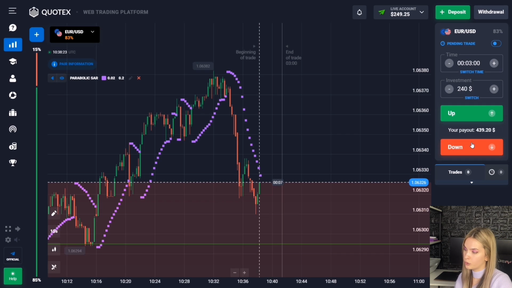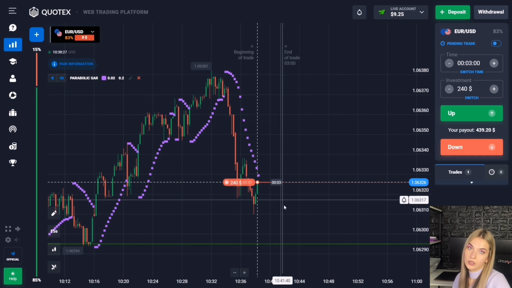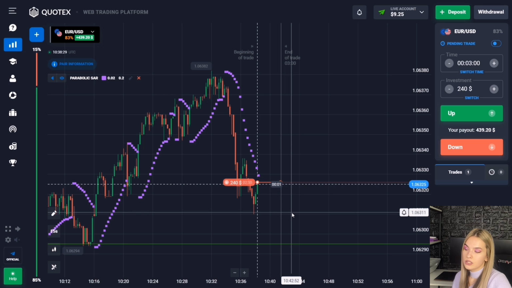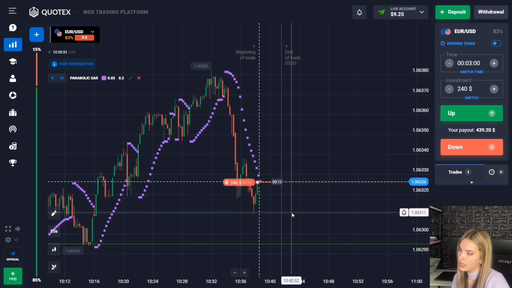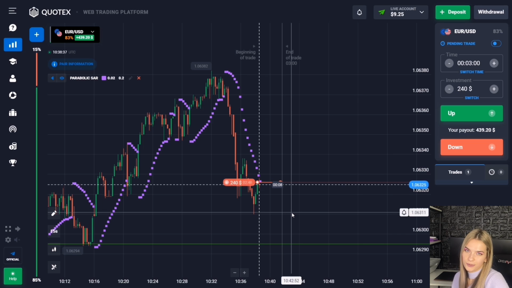Since there is an upward pullback again, I decided to reinsure myself and open a deal with a margin of 3 minutes, so the price would certainly have time to continue going down. We also see that at the same time the points continue to form, and so guys, let's wait for the result.